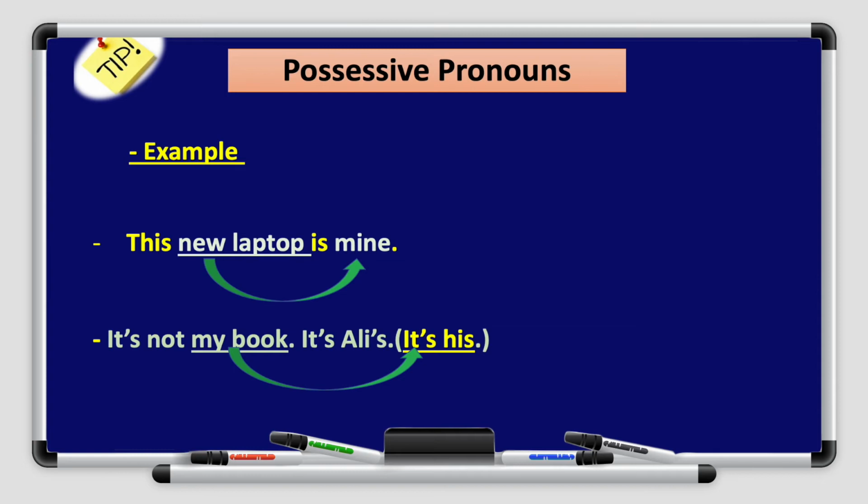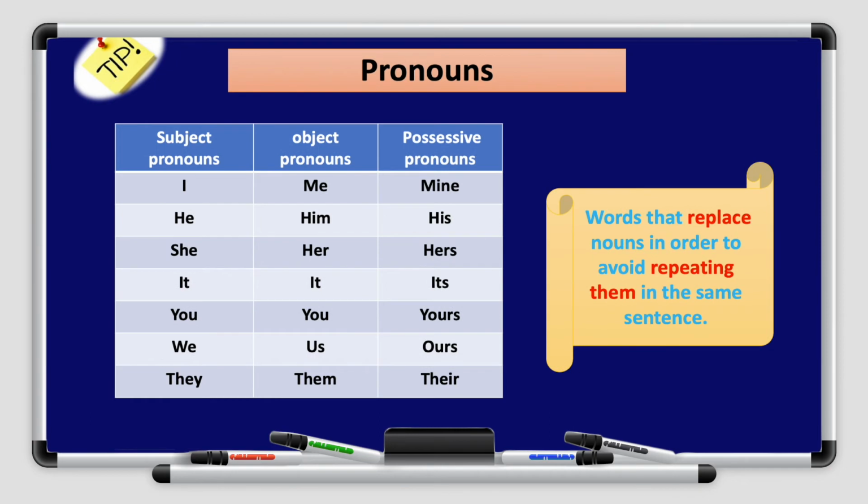Let's read some examples. This new laptop is mine. Here we use mine to show that I am the owner of the laptop. The second example, it's not my book. It's Ali's. It is his. So Ali is the owner of the book. And as we said, pronouns are used to replace the nouns in order to avoid repeating them in the sentence. Don't worry, it is easy enough, but all you need is to concentrate on the noun you are replacing.